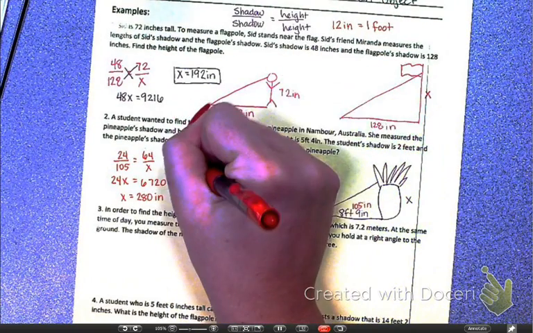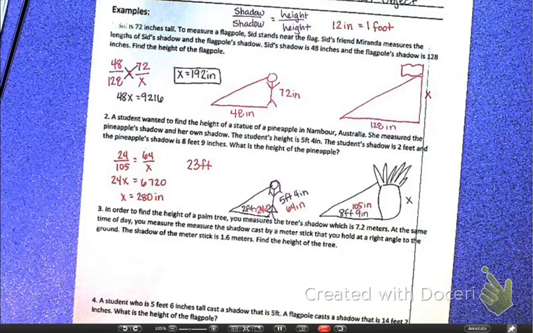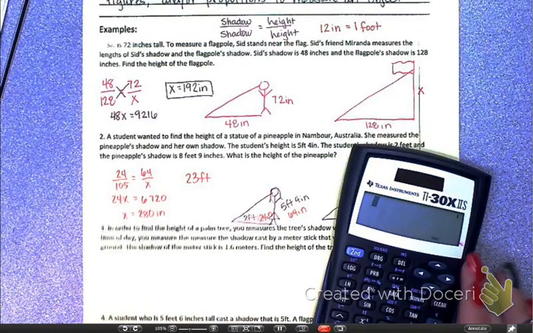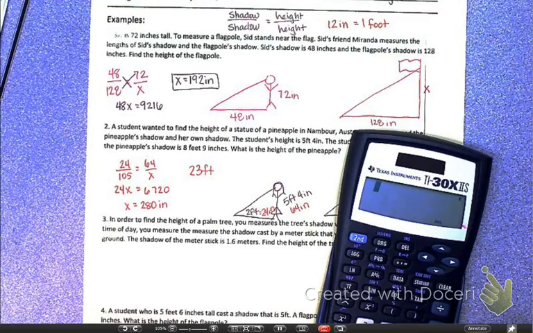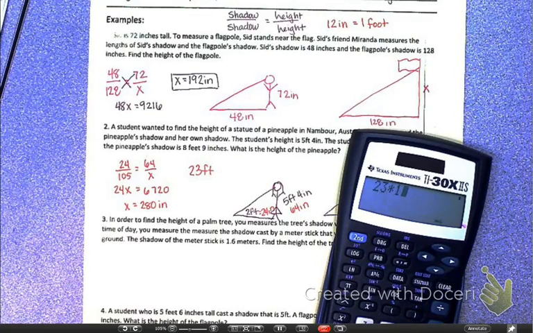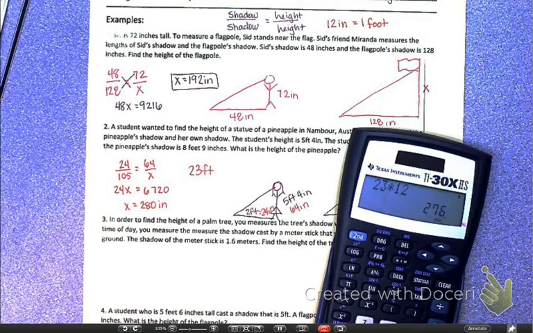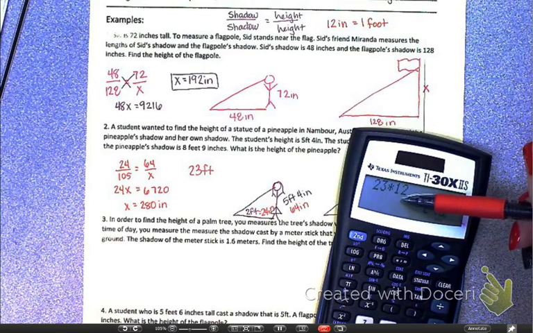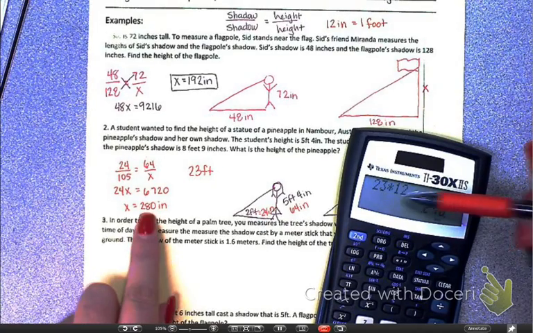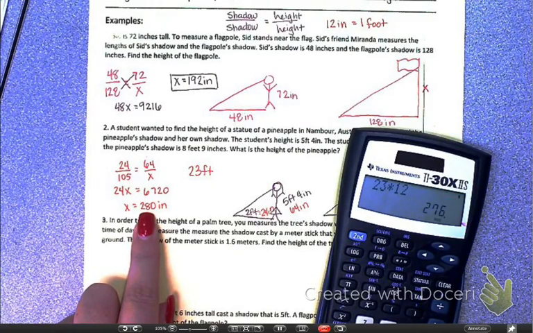Everyone okay with 23 feet? Now here's what you need to do to figure out how many inches it is. 23 times 12, because that's how many inches are in a foot, gives me a total of 276. That's how many inches I've used for the 23 feet. How many inches are left over? 4.